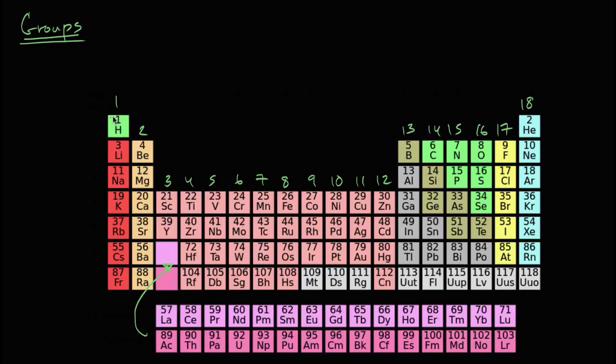But what's interesting, why do we go through the trouble of calling one of these columns a group? Well, this is what's interesting about the periodic table: all of the elements in a column, for the most part, and there's tons of exceptions, have very, very, very similar properties. And that's because the elements in a column, or the elements in a group, tend to have the same number of electrons in their outermost shell. They tend to have the same number of valence electrons.